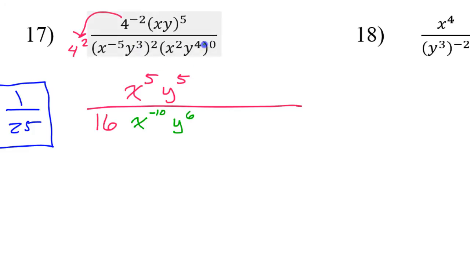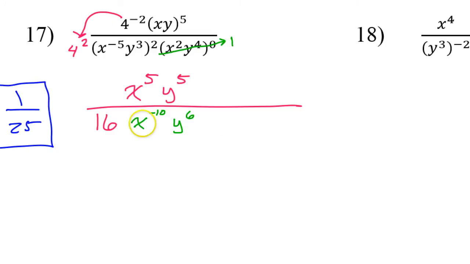Okay, now anything to the 0 power is 1. So this entire set of parentheses has a value of 1. So I don't need to put times 1 right here because anything times 1 is just itself. So at that moment, I just have this.